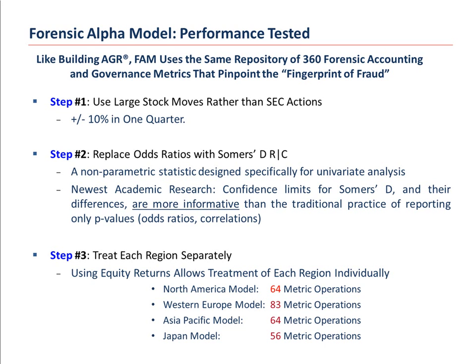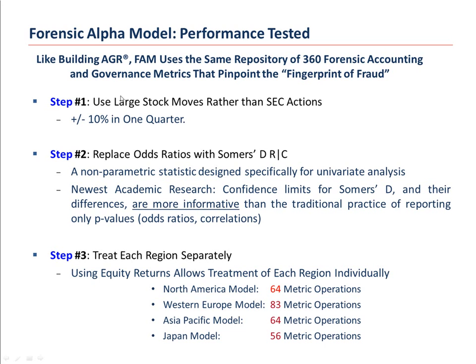Addressing the issue with odds ratios was fairly simple. We moved to something called the Somers' D. Somers' D is a non-parametric statistic designed specifically for univariate analysis. It's actually an old statistic which only recently has been discovered to be so powerful. The newest academic research tells us that the confidence limits for Somers' D and their differences are actually more informative than the traditional practice of reporting only p-values. Or in English, Somers' D is a better univariate measure than odds ratios, correlations, or tetrachoric correlations. So using Somers' D, we went back to the apple tree of 360 forensic accounting and governance metrics and allowed this univariate measure to select which metrics would make it into the model.